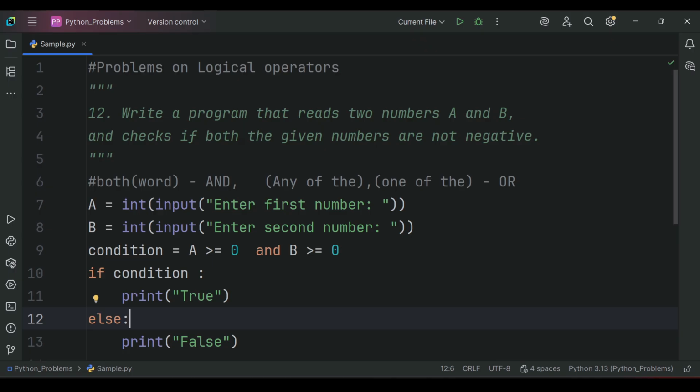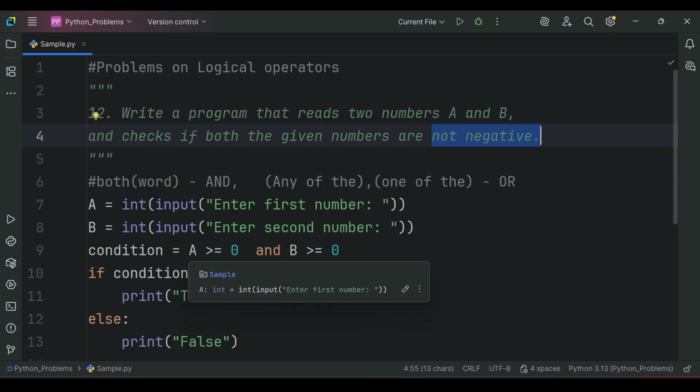Now see the 12th problem. Write a program that reads two numbers A and B and checks if both the given numbers are not negative. Not negative means both are positive, or 0. Then what is the condition? Both numbers must be greater than or equal to 0.